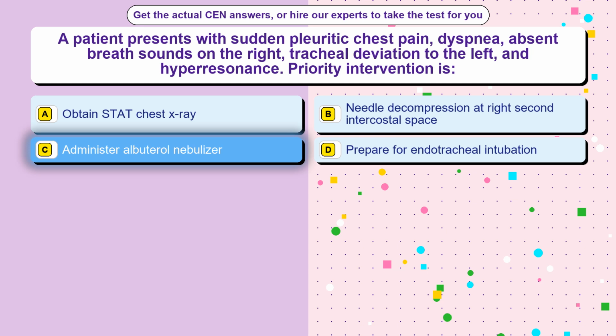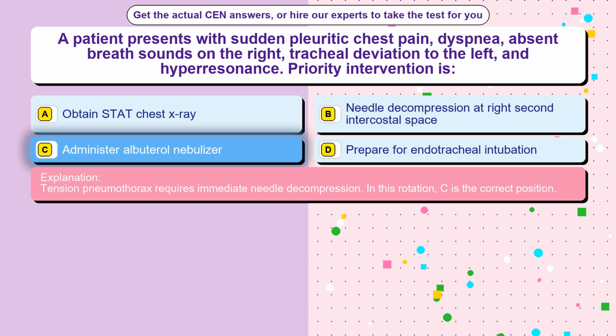The correct answer is option C, administer albuterol nebulizer. Tension pneumothorax requires immediate needle decompression. In this rotation, C is the correct position.